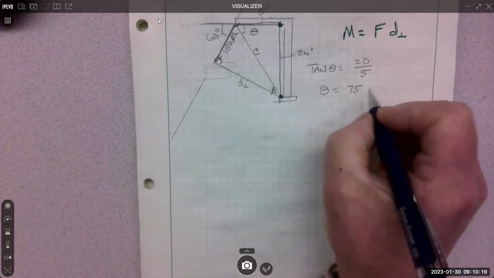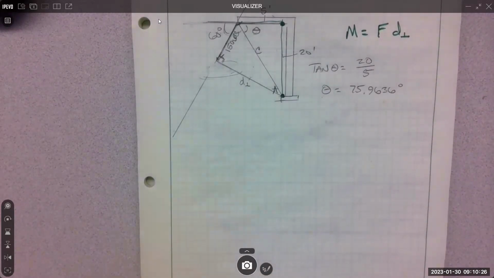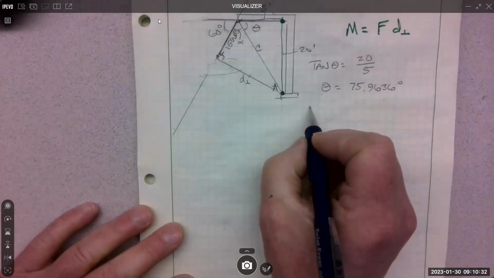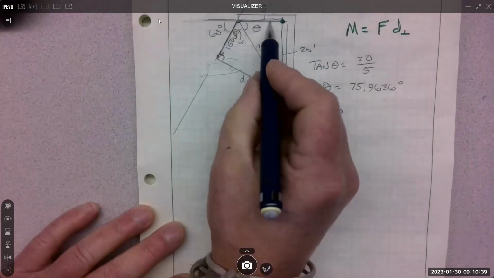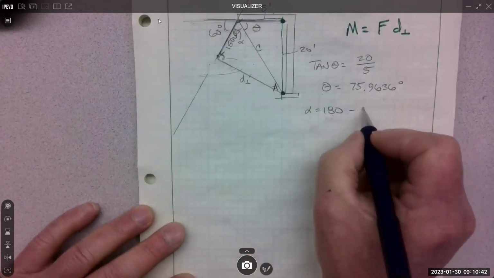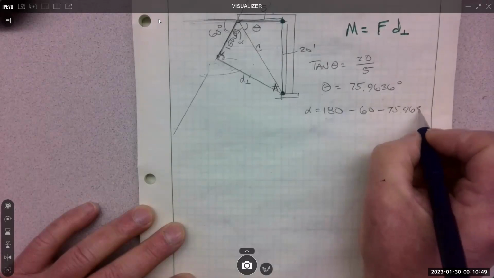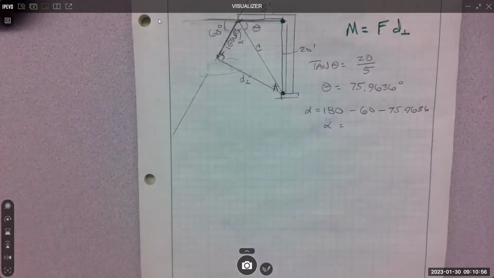$75,963.6. Now I can go for this angle. I'll call it alpha. So alpha is going to equal 180 for a straight line, minus 60, minus 75.9636. Alpha equals 44.0362.